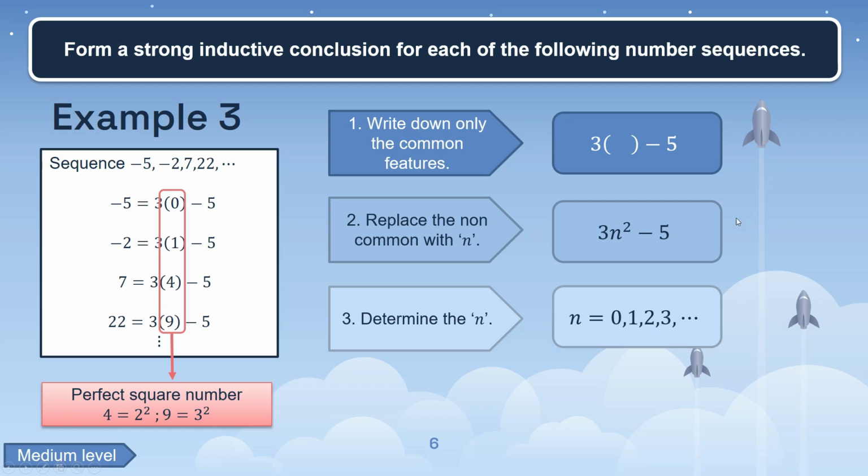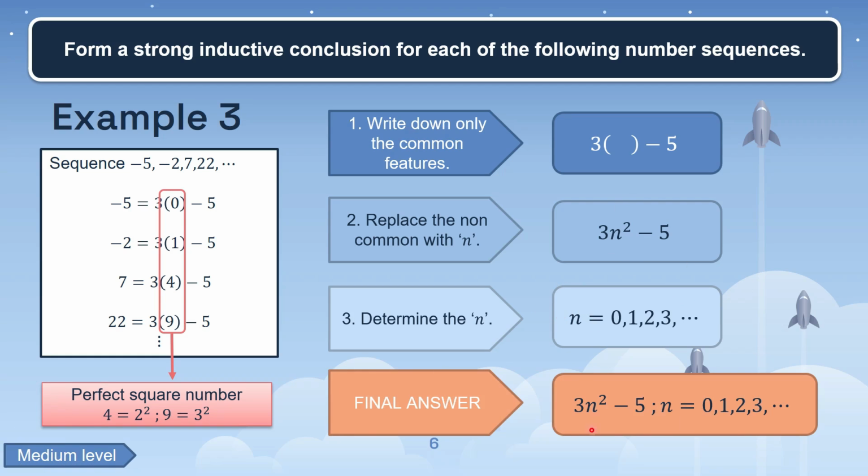And then for the final answer, we combine these two, okay, to form the final answer. This one and this one. Okay, this is the final answer. 3n squared minus 5, and then n equal to 0, 1, 2, 3 dot dot dot.